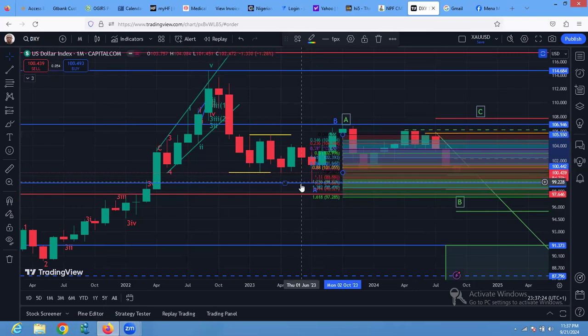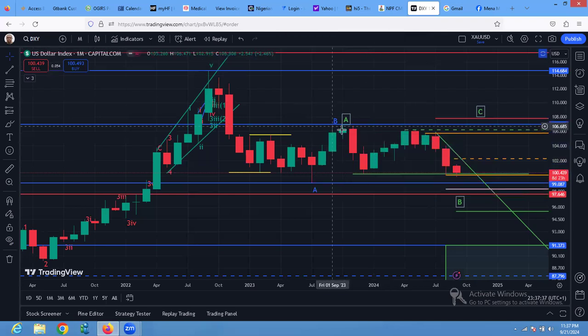So this blue area is 1, 2, 3. Now, it bounces off at the retracement of 1, 2, 3. So at that retracement of 1, 2, 3, it gave us an extended flat to the upside. Now from here to this point, giving us an extended flat to the upside.